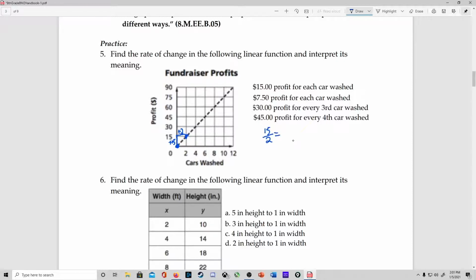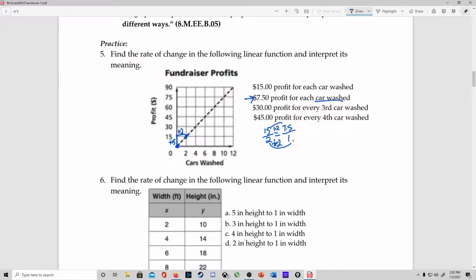And if we're going to do it out of, this says for each car wash, but we wash 2 cars. So we know that's not going to work. So if we put it in terms of 1, we know to get here, we divide by 2. So I'm going to divide the top by 2. That's going to give me 7.5. And so I can see that right here, we have $7.50 profit for each car washed.